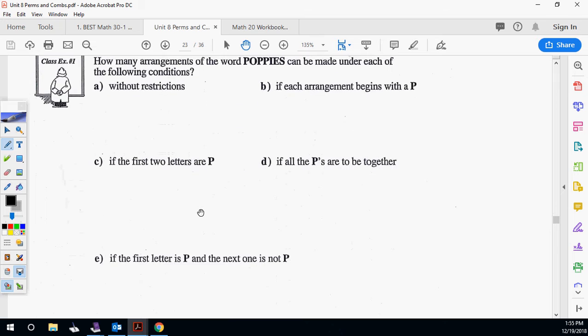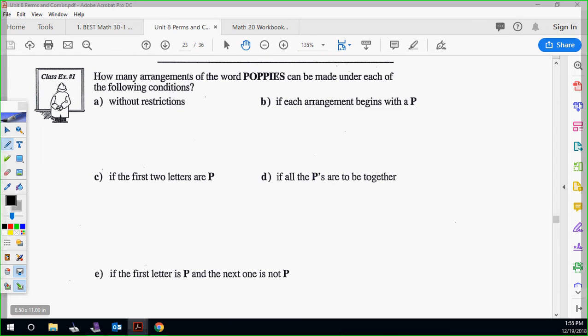Okay, so let's look at the first example here. How many arrangements of the word poppies can be made under each of the following conditions with no restrictions? Now, the arrangements still have to be accounted for repetitions, because if I switch these 2 P's that are next to each other, that's the same poppies. We're not going to count that again. You never will. So we're still going to have to draw out the repetitions here. That's the point. So how many letters is it? 7. So it's going to be 7 factorial over 3 factorial because there's 3 P's. Nothing else is repeated. So that number is 840.